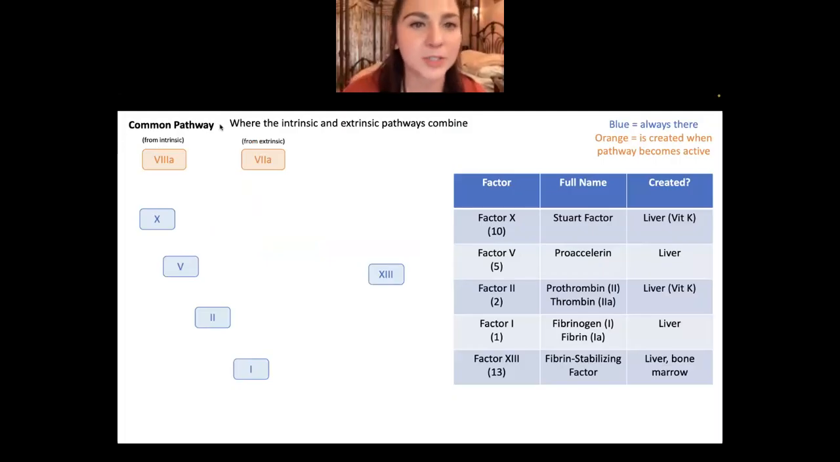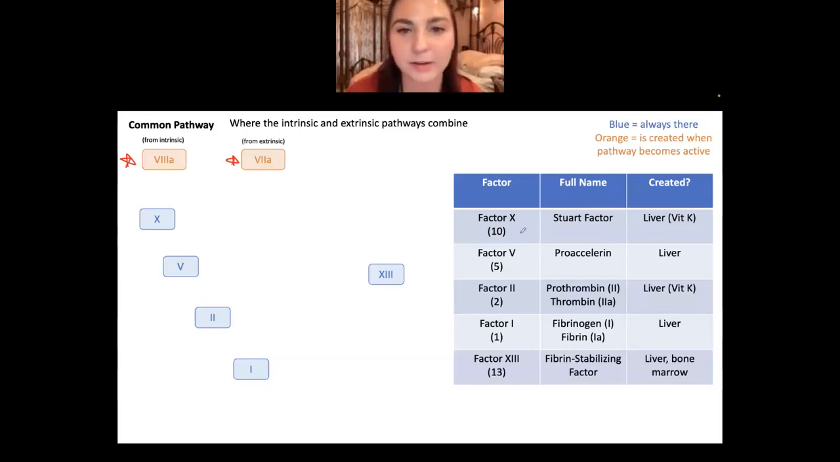So now we have the common pathway. The common pathway is where the intrinsic and extrinsic pathways combine. So we have factor 8A, this was the end of intrinsic, and we have factor 7A, this was the end, quote unquote, of extrinsic. And now basically they're going to combine. It's kind of like complement, where after you get the C5 convertase, all the pathways are the same. It's the same here. Both pathways are the same. Like I said, a lot of the times both of these get activated at the same time. But if extrinsic only gets activated, it's going to go through this pathway. If intrinsic only gets activated, it's going to go through this pathway.